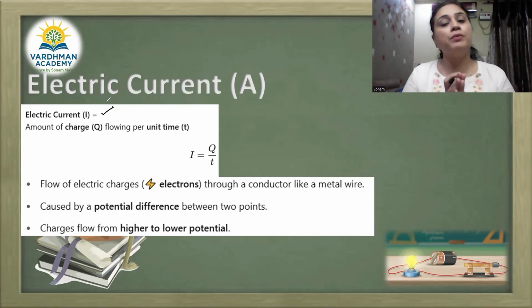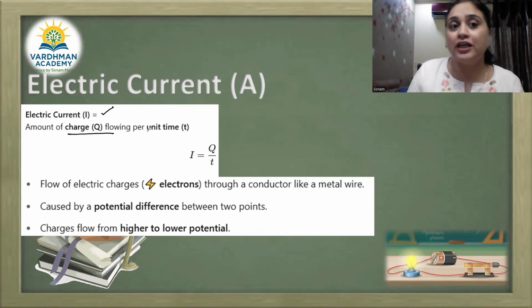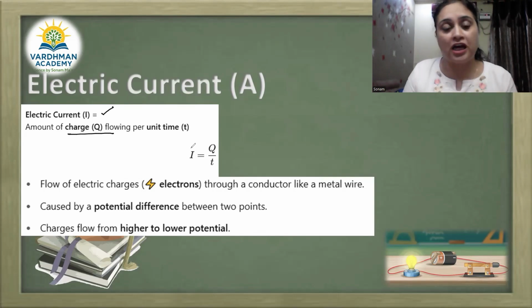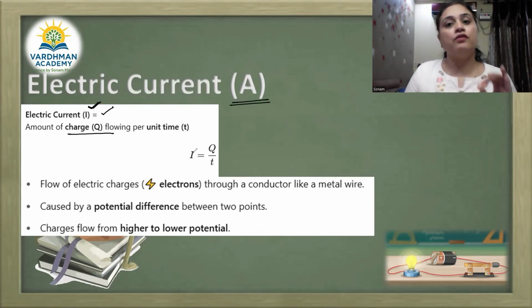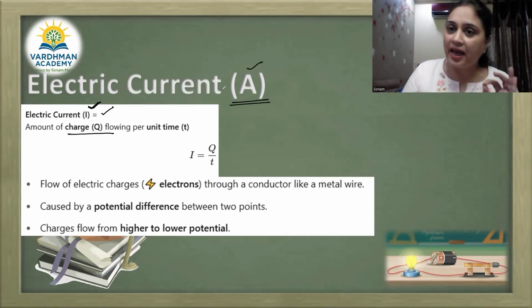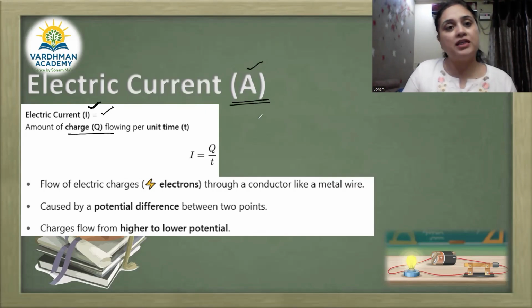उस electron flow को हम क्या बोलते हैं? Electric current. So amount of charge or the electrons flowing per unit time is given by electric current. Electric current को हम किससे denote करते हैं? We denote it with capital I. And what is the SI unit? SI unit of electric current is ampere. So इसीलिए यहाँ पे हमने क्या लिखा है? A. Right? Ampere को हम किससे denote करते हैं? Capital A. So I is equal to Q upon T.